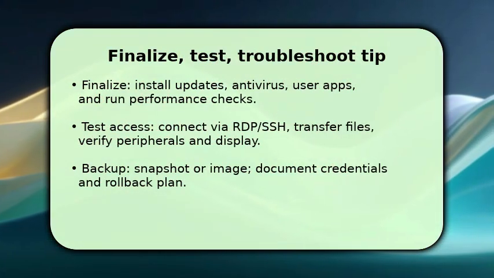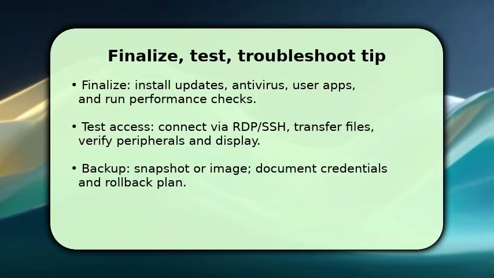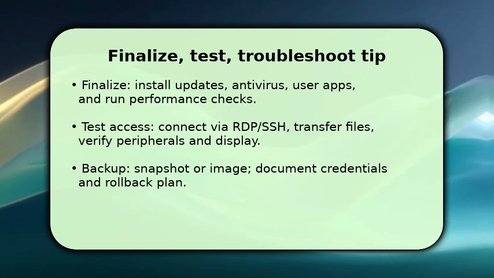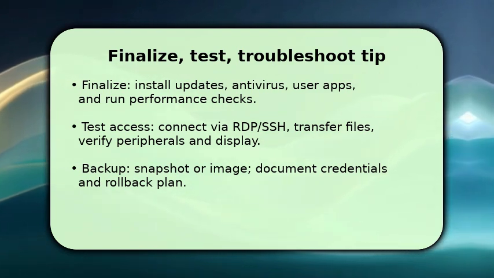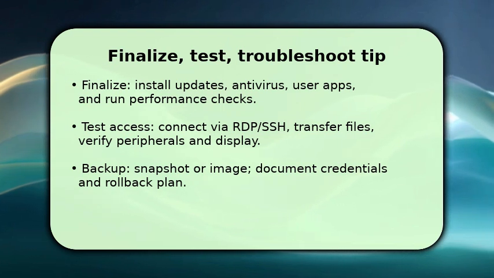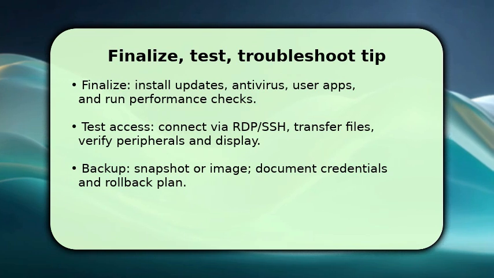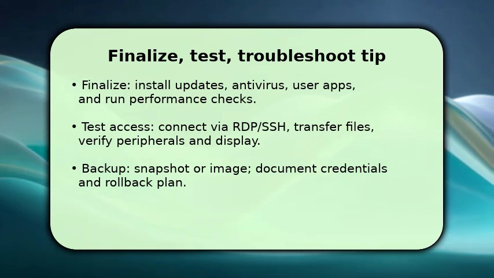Finish by updating the system, installing antivirus, and adding the apps users need so the desktop is ready for work. Test access. Connect using RDP or SSH, transfer a file, and confirm display scaling and peripheral support. Make a snapshot or image now to enable quick rollback.